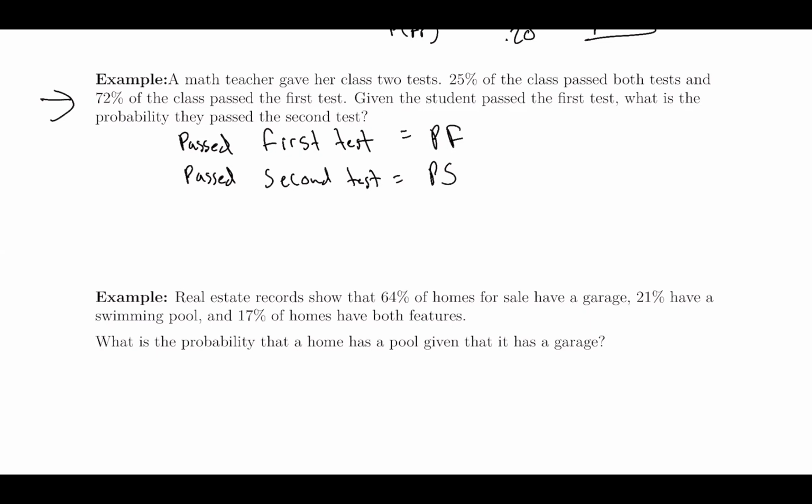All right, so now let's distinguish what each percentage tells me. This one says 25% of the class passed both tests. So if it said 25% of the class passed both tests, what does that mean?